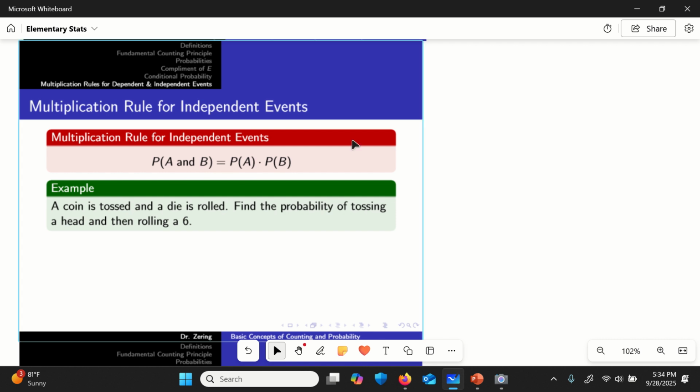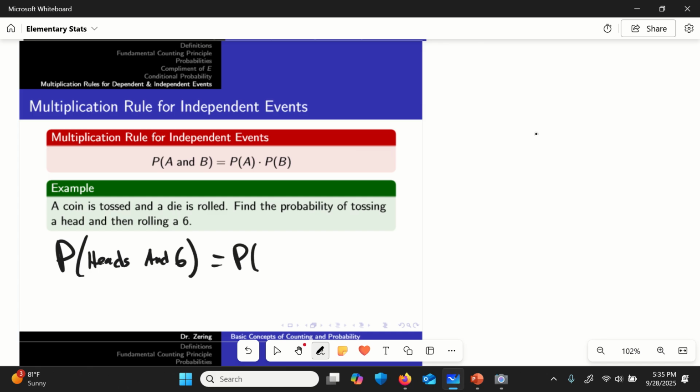So here is the equation statement for that multiplication rule that I just described in words, and then an example beneath. There's a coin that is tossed and a die that is also rolled. So we want to know the probability that you toss a head and then you roll a 6. The probability of heads and 6 is going to be equal to the probability of getting a head on your coin toss times the probability of rolling a 6 on your die.